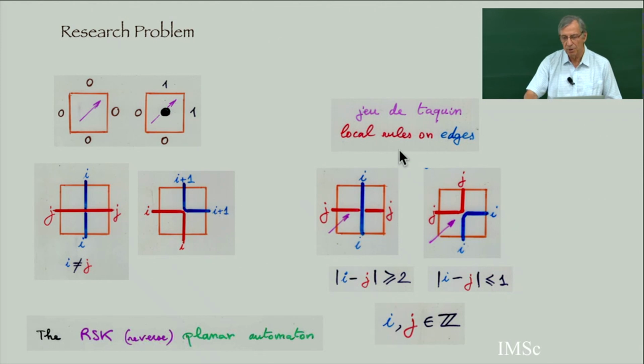Now, if you remember the local rule to get the dual, you label the edges i and j. If the distance between i and j is bigger or equal to 2, you cross. If the distance is less or equal to 1, you don't cross. You make like a dream pipe. So these are two completely different constructions.